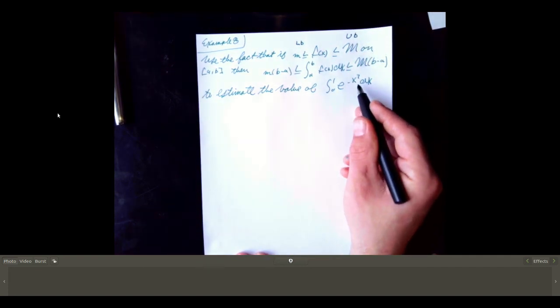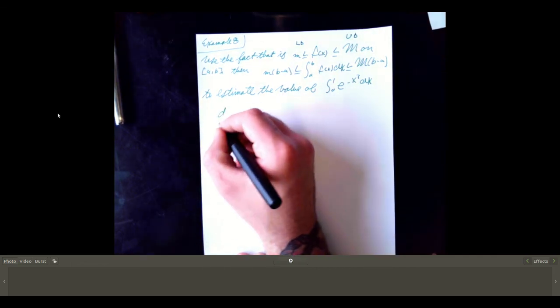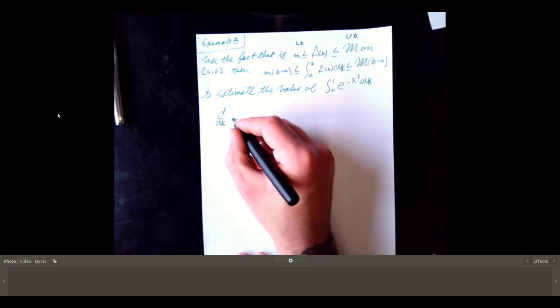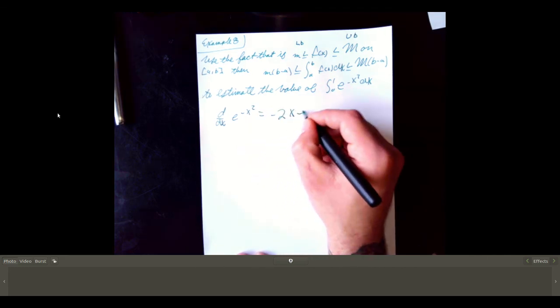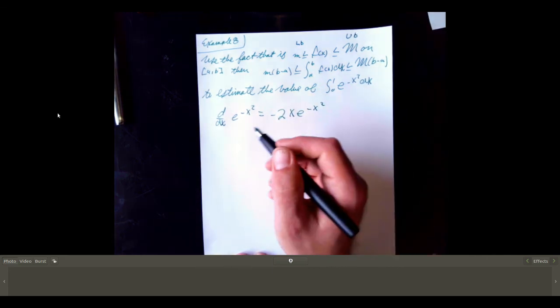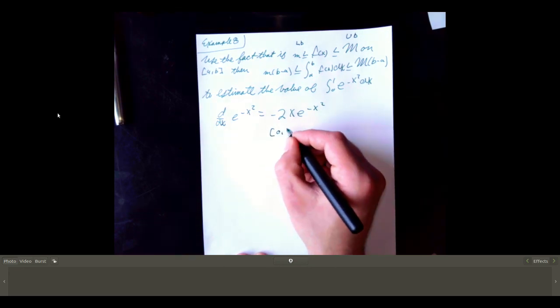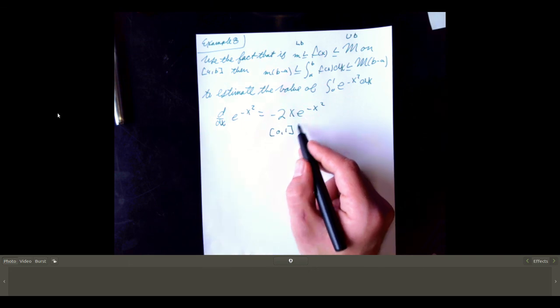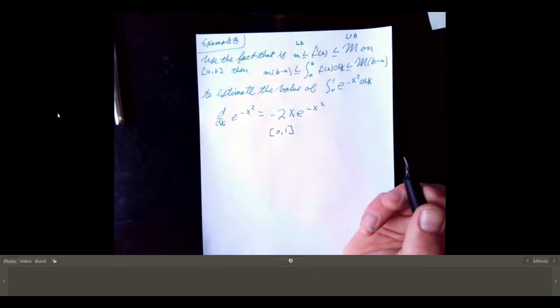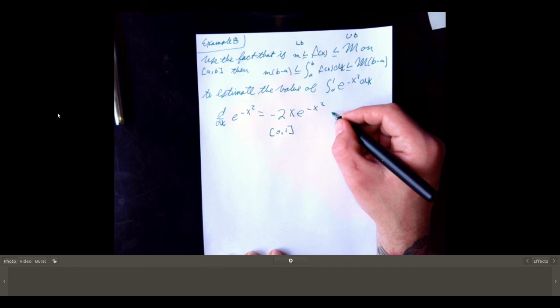E to the negative x squared is always decreasing. How do I know that? If we take the derivative of e to the negative x squared, that's negative 2x e to the negative x squared. And over the interval 0 to 1, this thing is either 0 or a negative number. That tells us we are always decreasing.